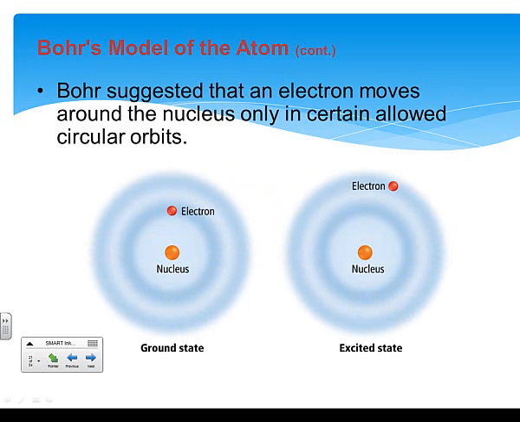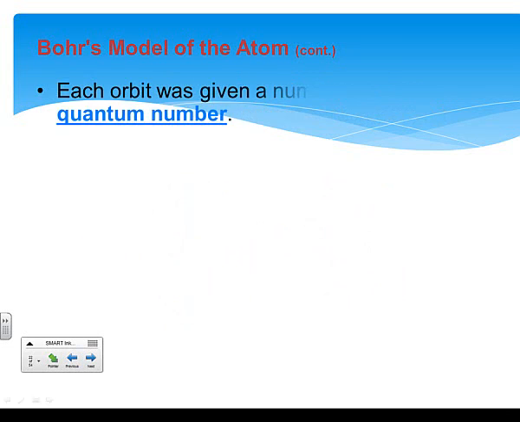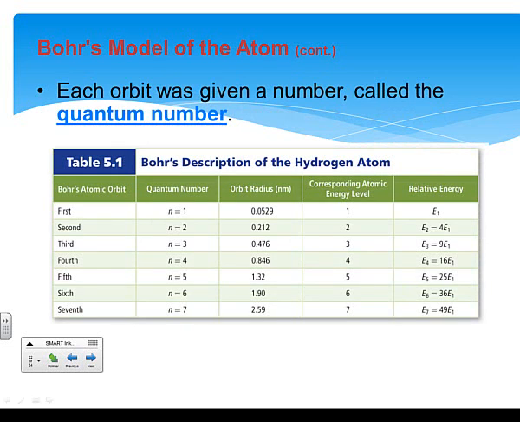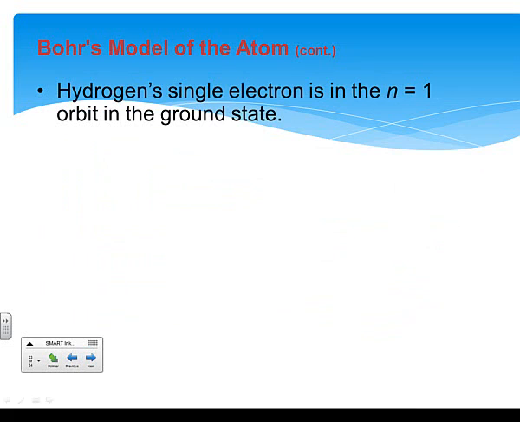Bohr suggested that an electron moves around the nucleus only in certain circular orbits. So he's saying that an electron has a certain road that it can take, and it can't ever get on any other road around the nucleus. Each orbit, or each road, was given something called a quantum number. The first orbit in Bohr's theory was quantum number 1, and it corresponded to energy level 1. Then the second was 2, 3, 4, as we go up in energy levels.